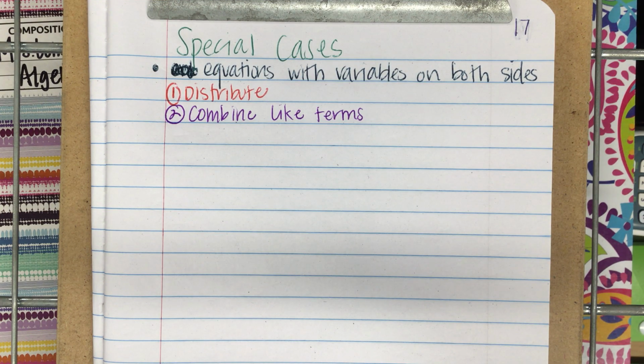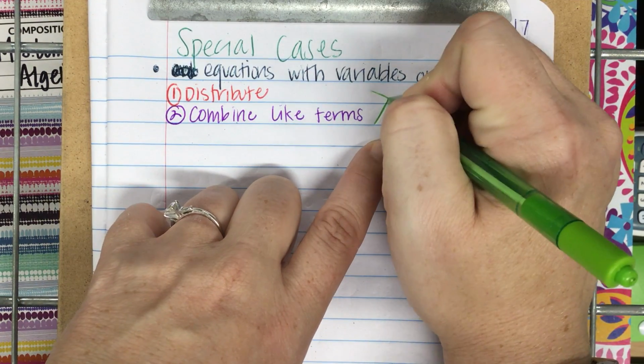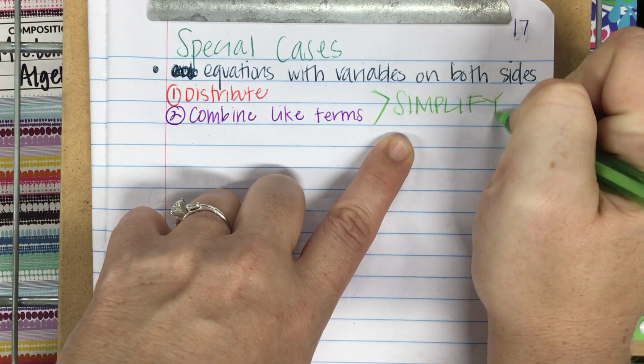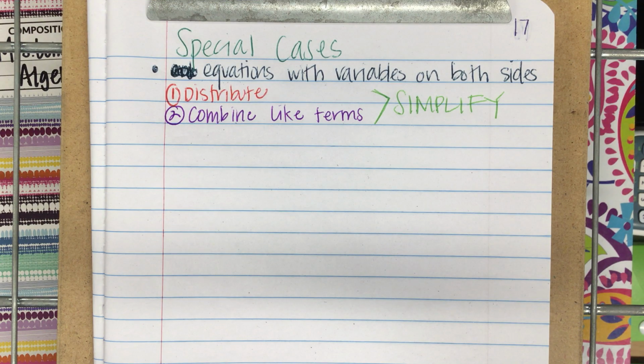So for multi-step equations with variables on both sides in a special case, we still look at this problem and say, do I need to distribute? Do I need to combine like terms? Both of those things are to simplify the problem. Always distribute first and then combine like terms if necessary. Those are to make the problem easier.